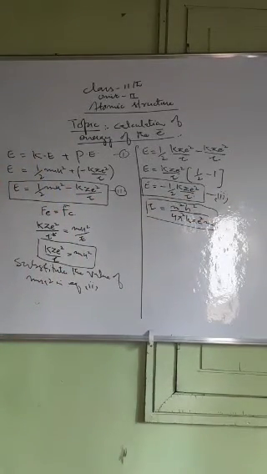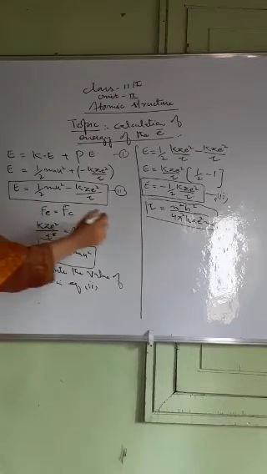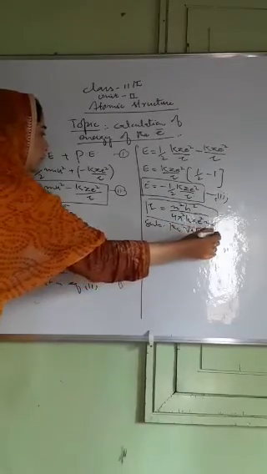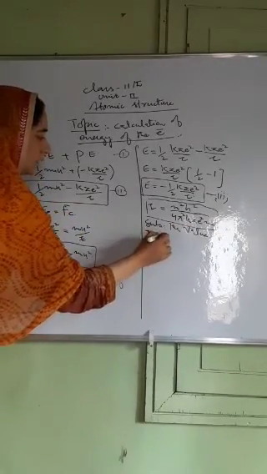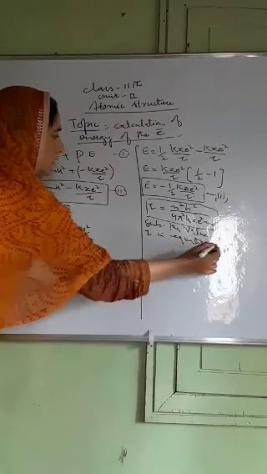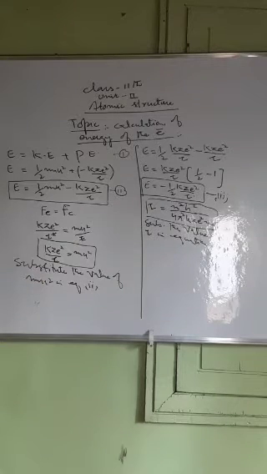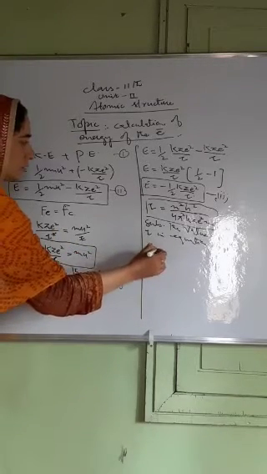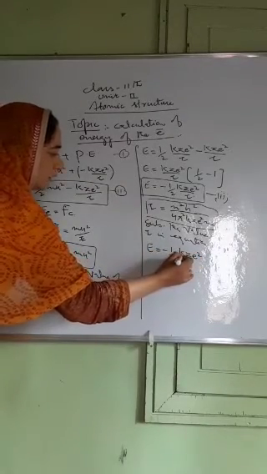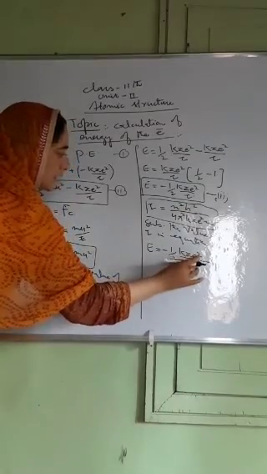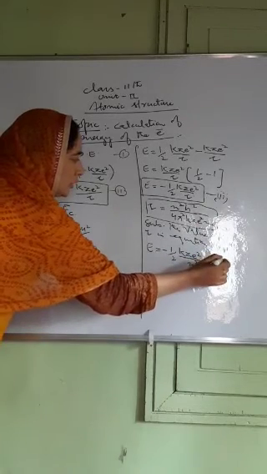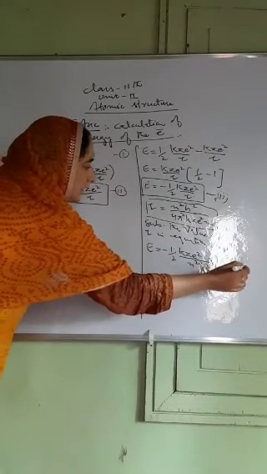Now substitute the value of r in equation third. We get E is equal to minus 1/2 k z e square divided by, तो यहाँ हम नीचे लिखेंगे that is n square h square, ये ऊपर चढ़ेगा that is 4 pi square k z e square m.